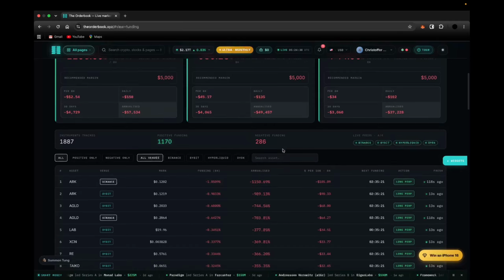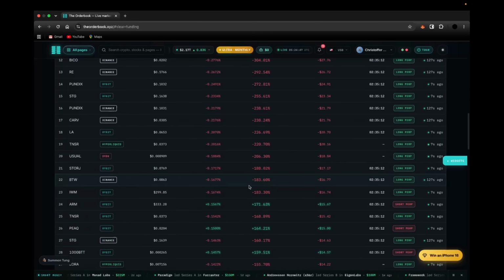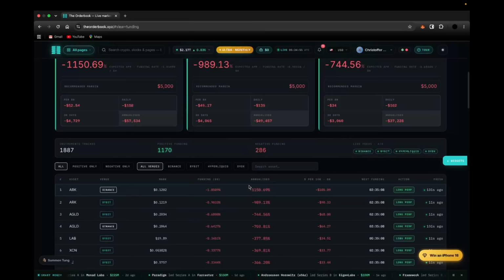But, and this part is really important, do not let the huge percentages fool you. If you see something like minus 1,400% APR, that does not mean you're just going to make 1,400%. Funding rates change constantly. That number can disappear, drop, or even flip the other way within hours.